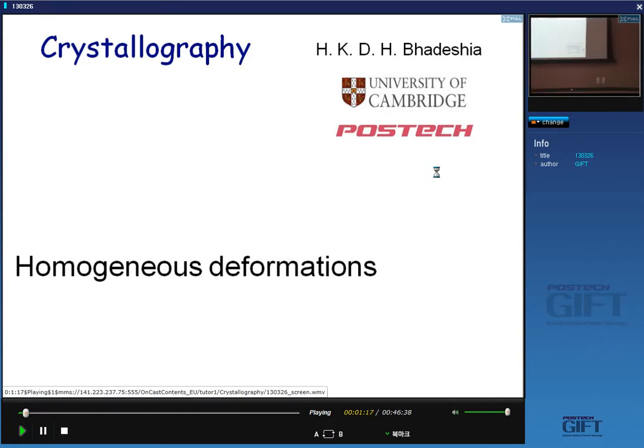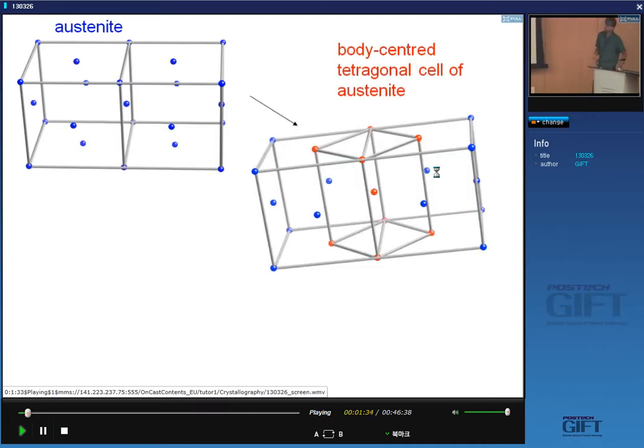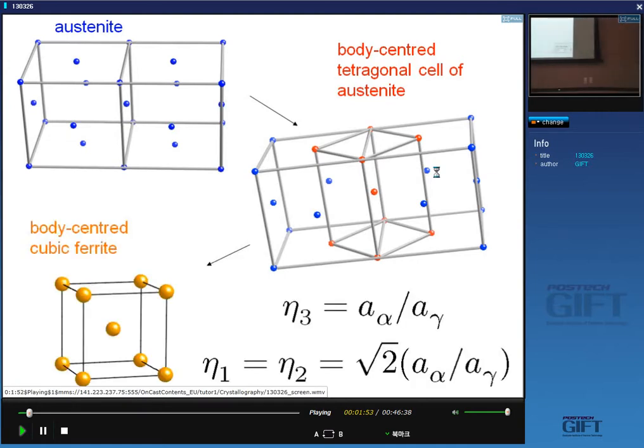So I'm going to start off with a diagram that you're very familiar with. And that is two unit cells of austenite drawn next to each other. So these are the cubic F lattices of austenite. Inside that, I can identify another unit cell of austenite, which is body-centered tetragonal. And if I compress this red cell along the z-axis and uniformly expand along the x and y-axis, then I end up with a body-centered cubic cell of ferrite.